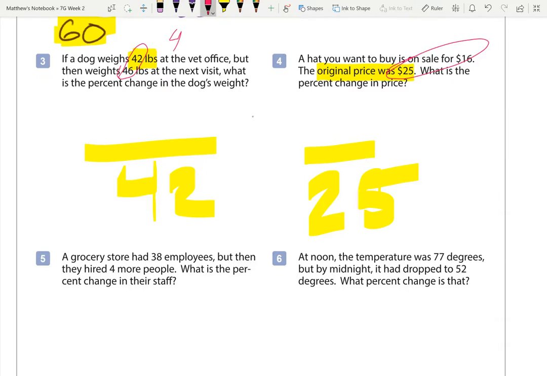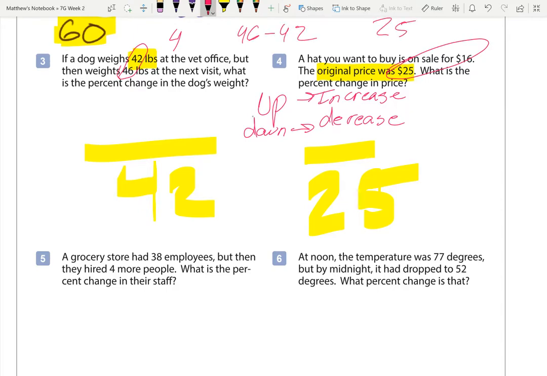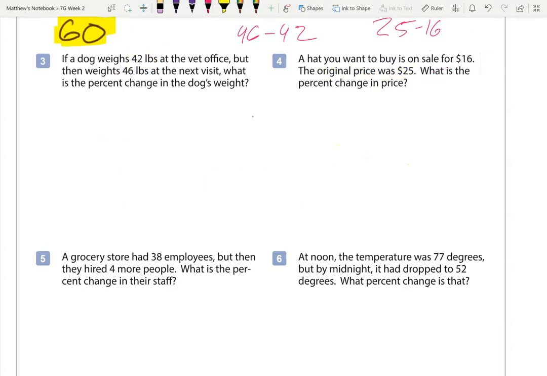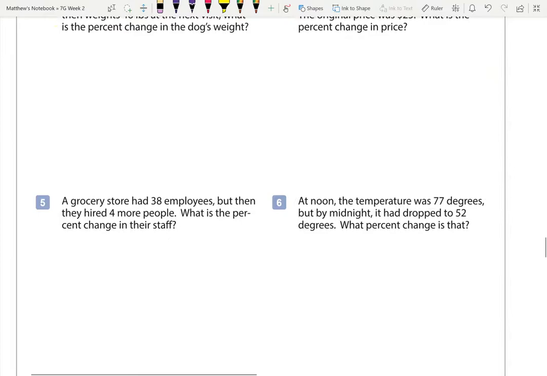And is my price going up for an increase from the original, or is it going down? Is it a decrease in price from the original? And you can do that by subtracting these two numbers. You could do 46 minus 42. You could do 25 minus 16. But you still have to think about, is my price going up? Is my price going down? To see if it's going to be positive 4 or negative 4, for example, here. Which one?